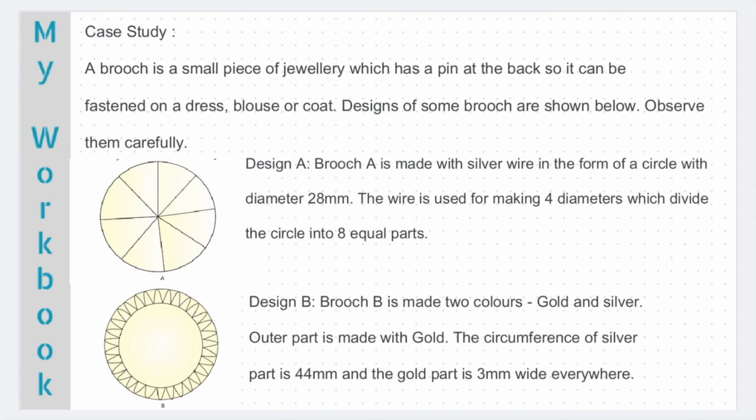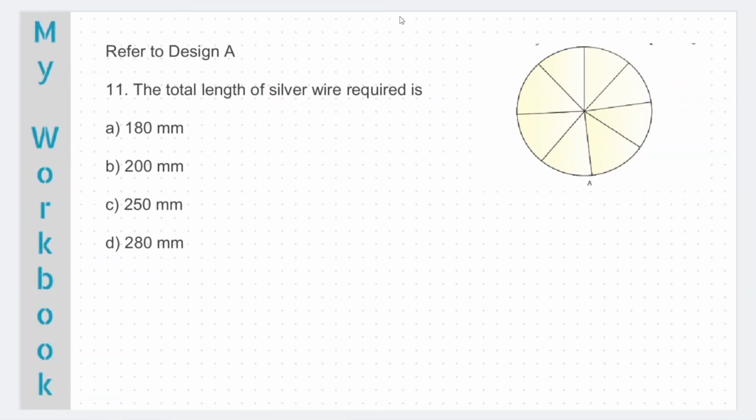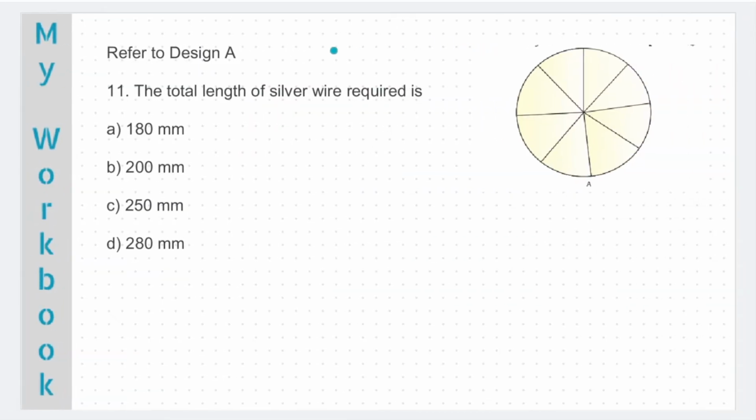Now let's see the questions asked based on these brooch designs. Refer to design A. Question number 11. The total length of silver wire required is 180, 200, 250 or 280. So in this design, there is a circular brooch and there are 4 diameters running across. So the length of the silver wire will be the circumference of the circle, 2 pi r, plus the 4 diameters, that is the straight lines that are running across.